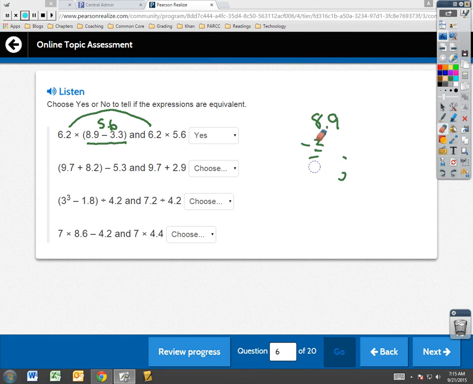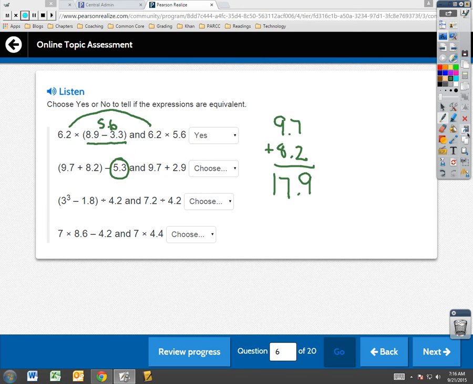Let's take a look at the next one. Okay, we have another set of parentheses. It says 9 and 7/10 plus 8 and 2/10 minus 5 and 3/10 is the same as 9 and 7/10 plus 2 and 9/10. Well, let's take a look. 9 and 7/10 plus 8 and 2/10 gives me 9 decimal point 17. Now I'm going to subtract the 5 and 3/10.